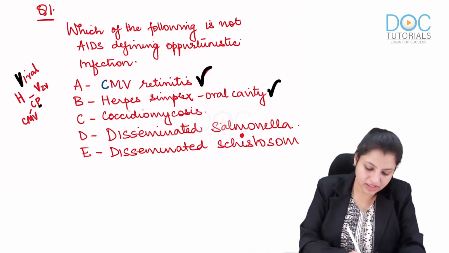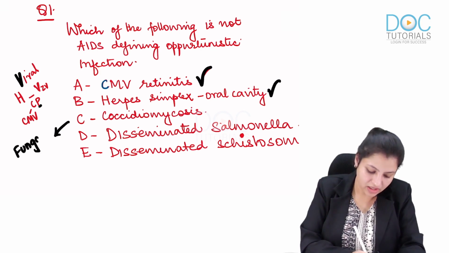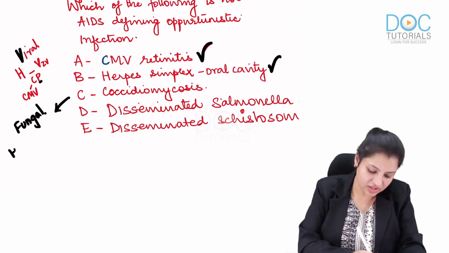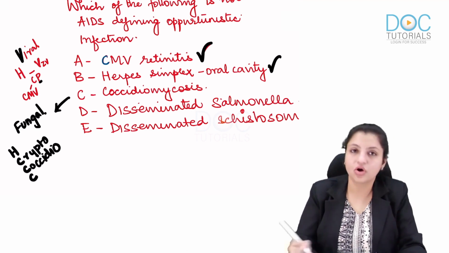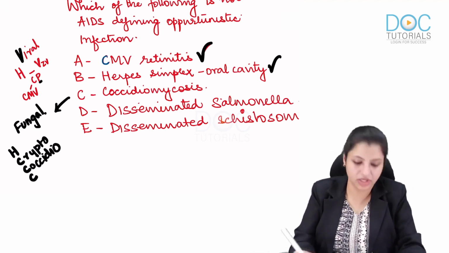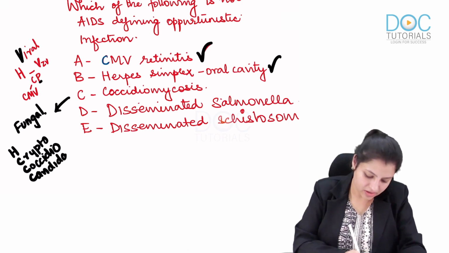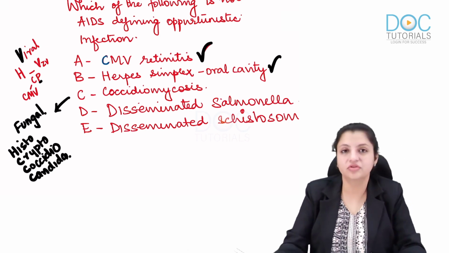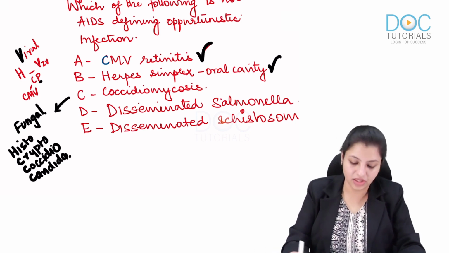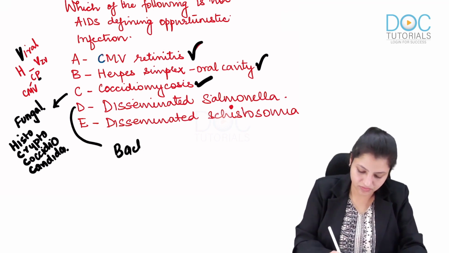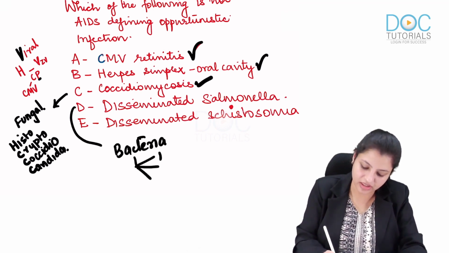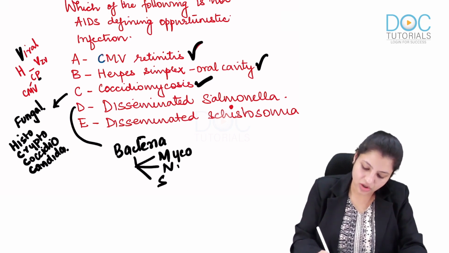Now coming to coccidio. When we talk about fungal, we have H, C, C, C: C for crypto, C for coccidio, and candida, and H was for histo. So histoplasma, coccidio, crypto, and candida. I hope you will not forget this. So coccidio, yes, it is an AIDS-defining infection. Now bacteria: when we talk about bacteria, we have three, MNS: mycobacteria, nocardia, and disseminated salmonella.